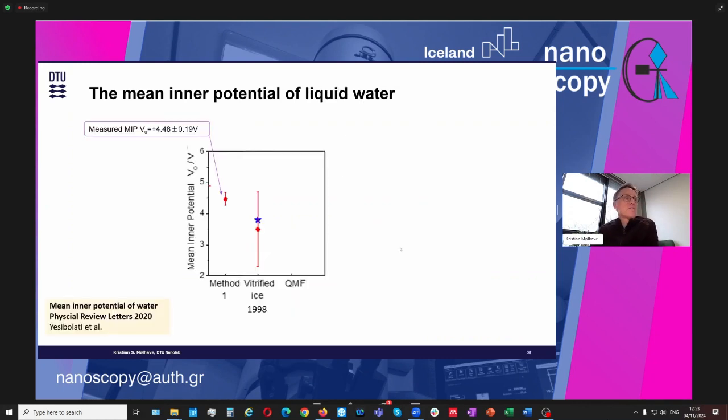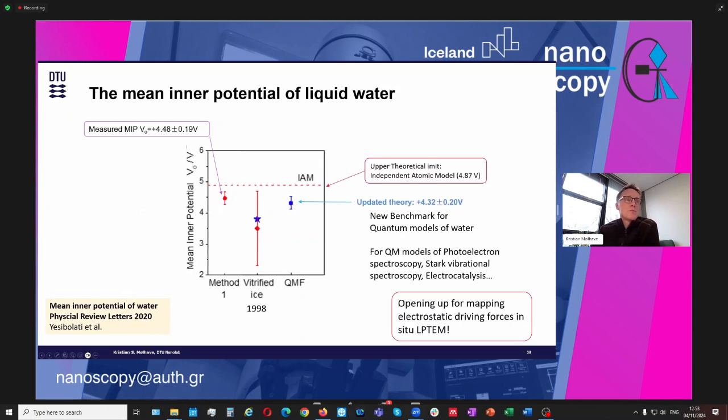And one nice feature of this was that there was only one value of this mean inner potential, from 1998, done on vitrified ice, and it was very uncertain. And our value is somewhat higher and with much better uncertainty. When we talked to some experts, Shawn Kathmann at PNNL, we could compare this to the best quantum mechanical models of water today. And it turned out that if you put all the bells and whistles in those models together, you can actually get a matching value from our experiment to the theory of quantum mechanical models of water. So our experimental value is becoming kind of a benchmark for people doing quantum mechanical models of water.